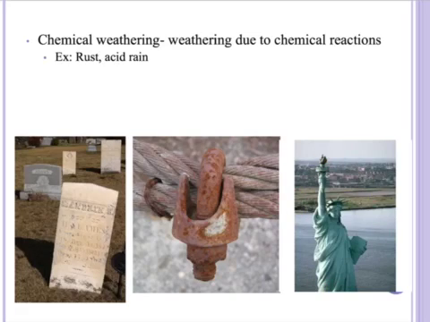The Statue of Liberty is copper. However, the copper is reacting with the moisture and the oxygen in the air, and it is turning into the mineral malachite, which is green. This is another example of chemical weathering.